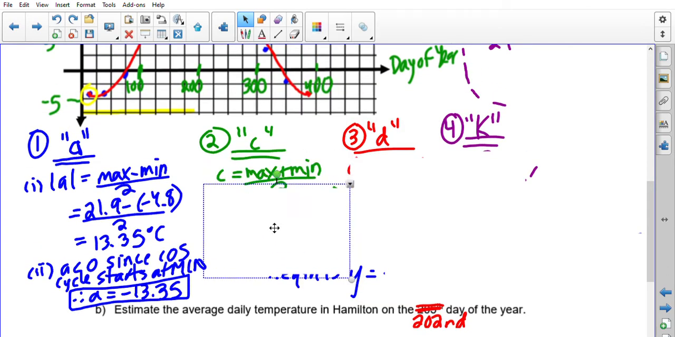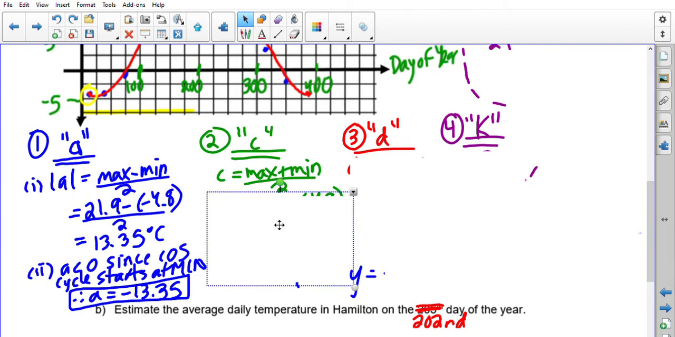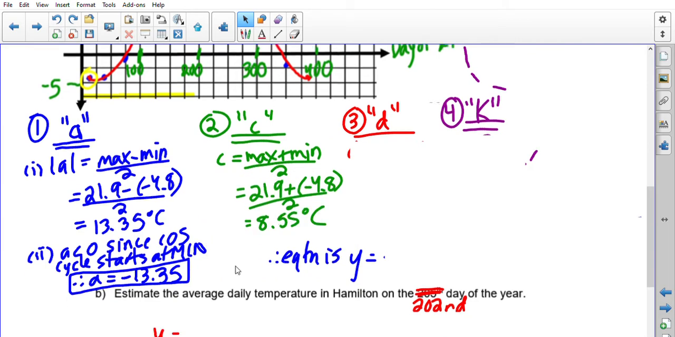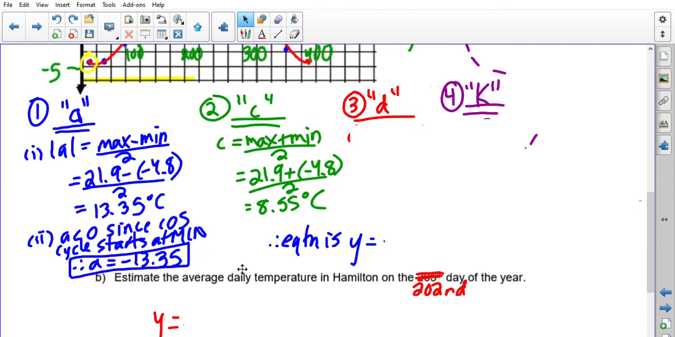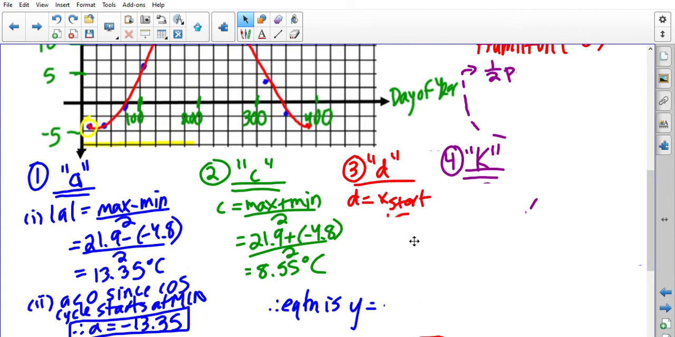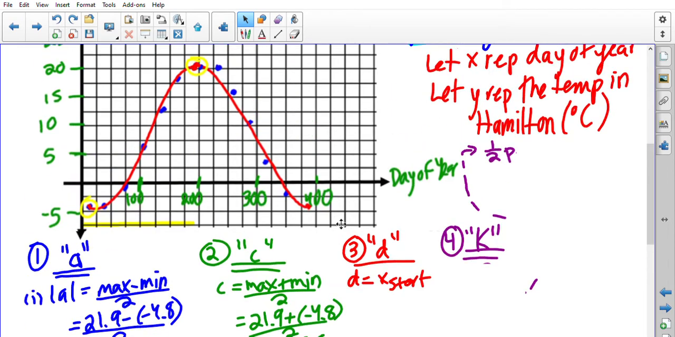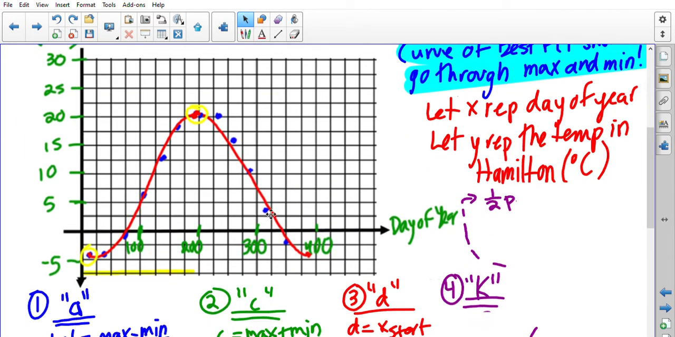All right, our C value is going to be max plus min divided by 2. So 21.9 plus negative 4.8 divided by 2 will leave us with 8.55 degrees Celsius. Our D value is always the x coordinate of the start of the cycle. So our cycle here is starting at day 15.